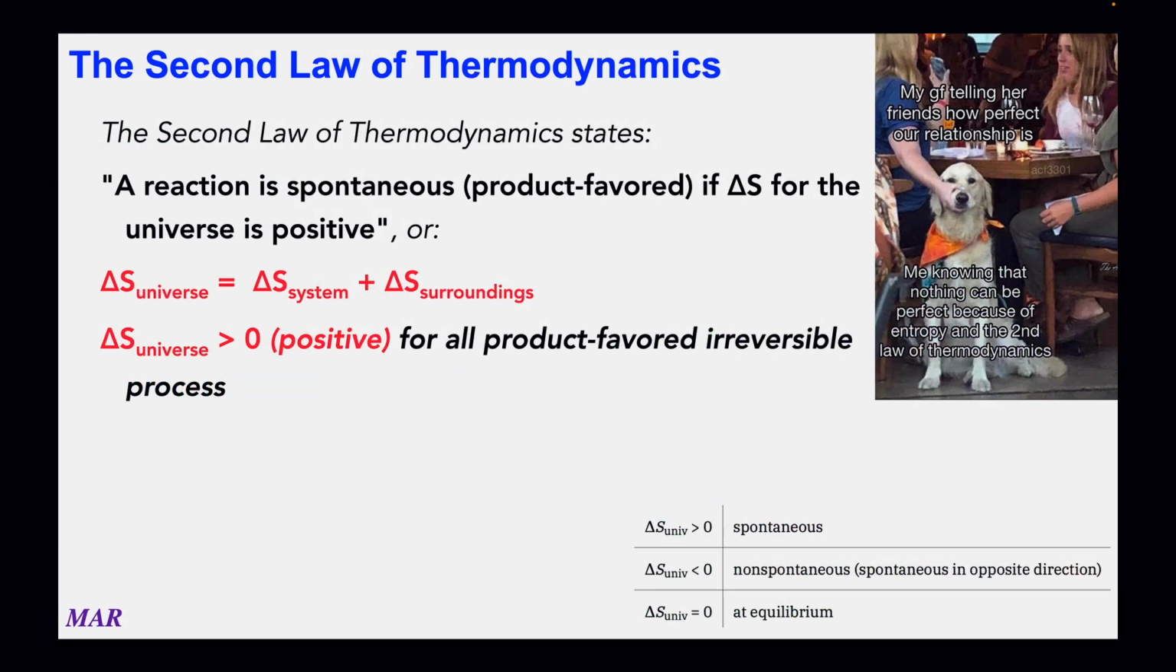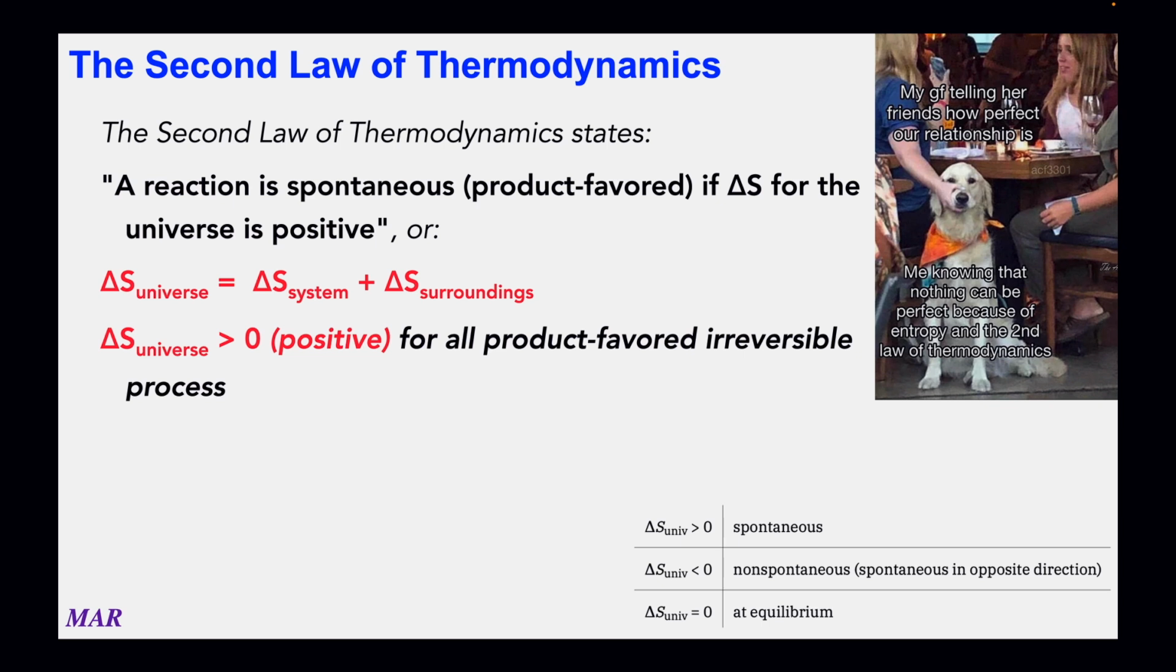So finally, the second law of thermodynamics states that a reaction is spontaneous, and remember spontaneous means product favored, if the entropy for the universe is positive. You can rewrite this then as delta S of the universe equals delta S of the system plus delta S of the surroundings. And delta S of the universe must be greater than 0 for all product-favored reactions, all product-favored irreversible processes officially, but let's just think of it as delta S of the universe greater than 0.